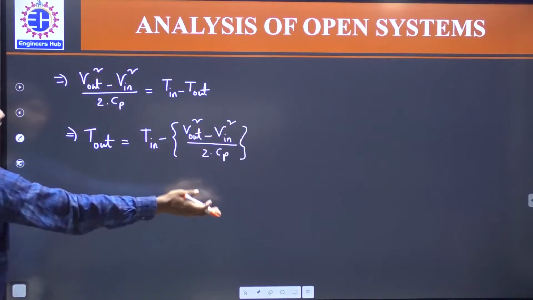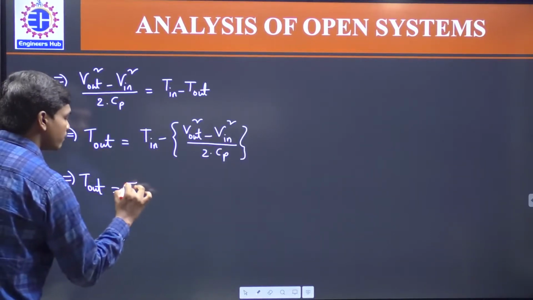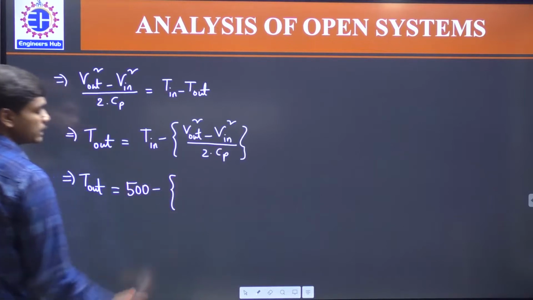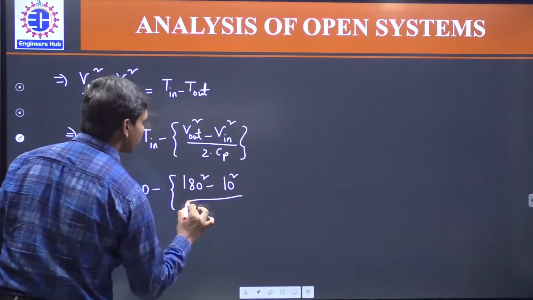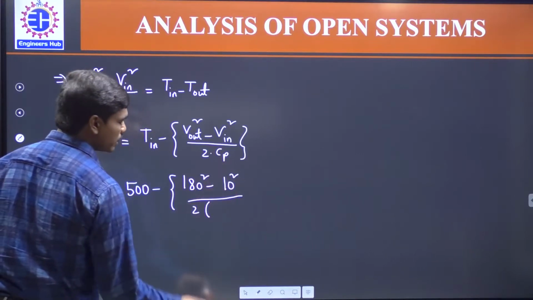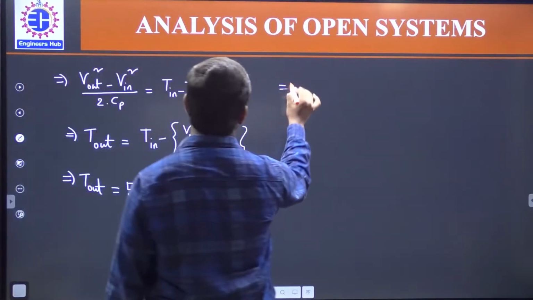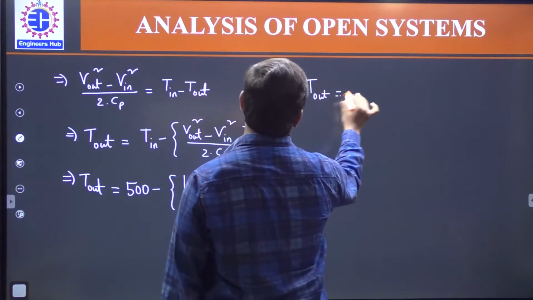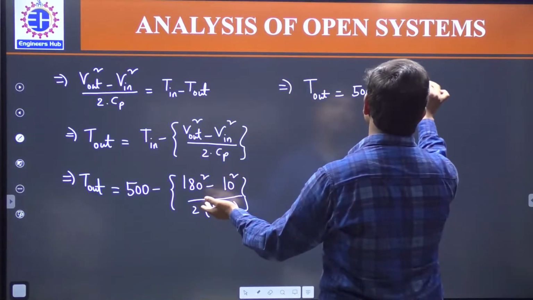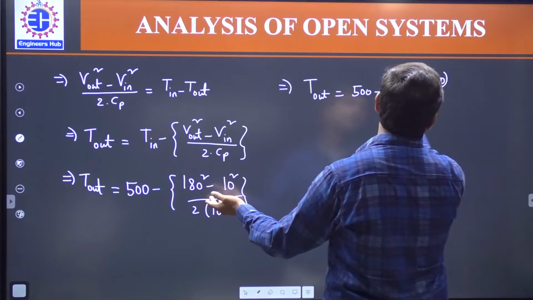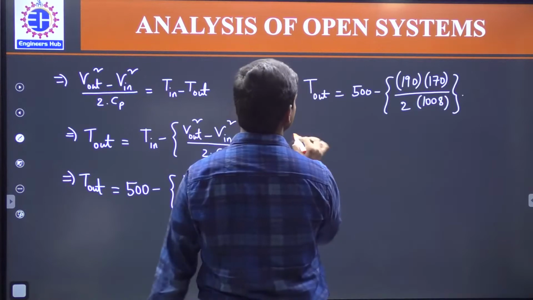I am applying this equation, Nagasai, what you told. So T out is equal to T in, which is 500 Kelvin, minus (V out square minus V in square) divided by 2 into Cp. The velocity at outlet is 180, so 180 square minus 10 square, divided by 2 into Cp. As I told you, you need to substitute Cp in joules per kg, so this is 1008. This is of the form a square minus b square, so T out is equal to 500 minus 190 into 170 divided by 2 into 1008. Some of you please perform this calculation and tell me the answer in Kelvin.